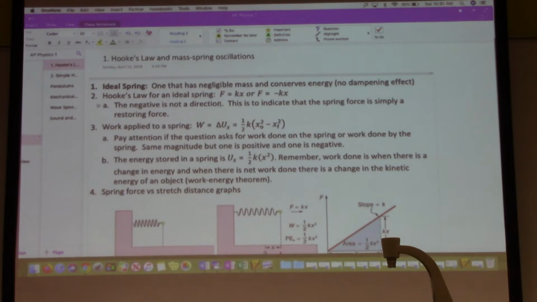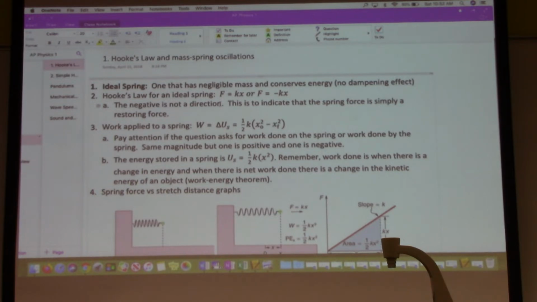Okay, so Unit 8, we are going to be discussing the first half of the unit, which deals with ideal springs and mass-spring systems, and some of the problems will have non-ideal springs. The first thing we need to do is identify that term. An ideal spring is one that has a negligible mass and conserves energy, so there's no dampening effect. What that essentially means is that the ratio of the force to the stretch or compression distance of the spring stays constant. We'll talk about what that ratio means in just a few seconds.